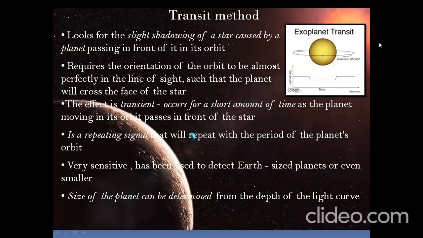Since the planet orbits the star, it will repeat with the period of the planet's orbit. This method is very sensitive and has been used to detect Earth-sized planets and even smaller planets. From the size of the dip and the width of the dip, the planet's mass and its size can be determined.